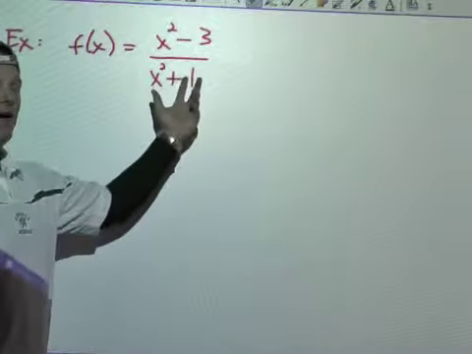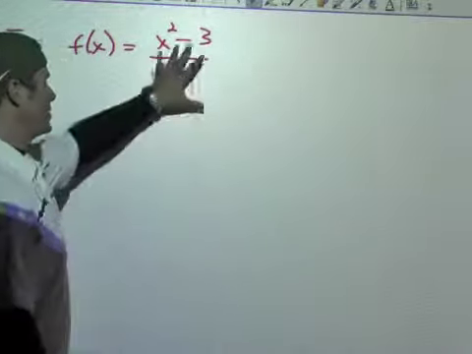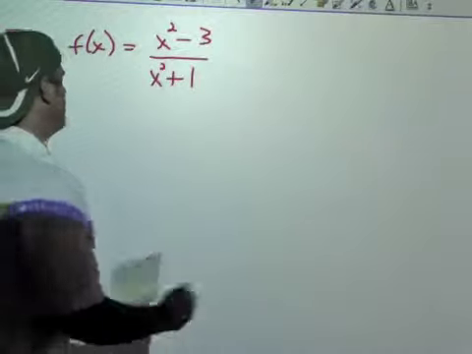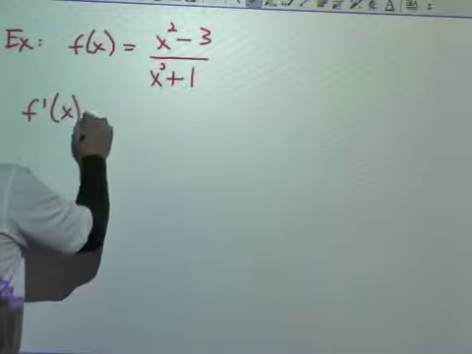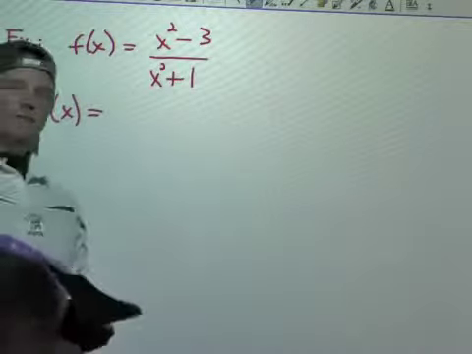There's nothing that can be factored and canceled either. So we're stuck with this function the way it is. So to do the derivative, we have to use the quotient rule. No other way to do it.